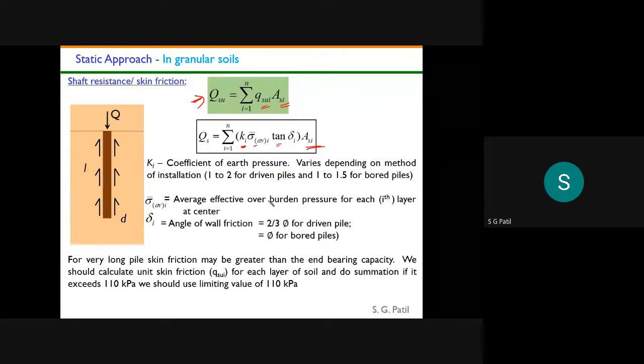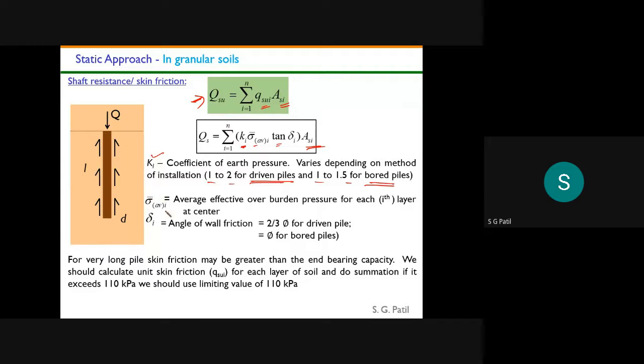This K_i value will vary between 1 to 2 for driven piles and 1 to 1.5 for bored piles, so you can assume accordingly. If the problem itself mentions the k value, then take that k value. If they don't mention anything about the k value, then for a driven pile take between 1 and 2, and for a bored pile you can take between 1 and 1.5.